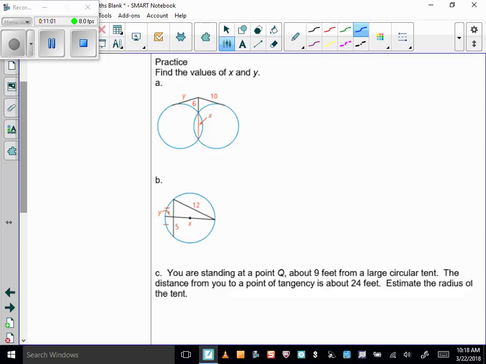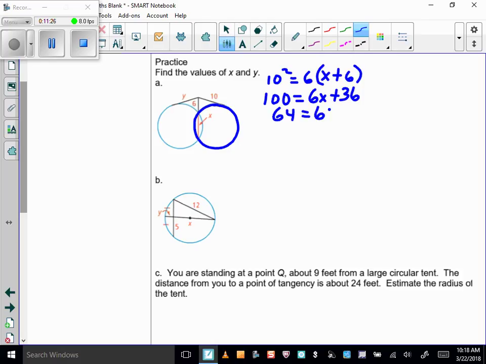So let's start with this circle here first. Take it by itself. And I've got an ow-ow situation, right? 10 squared equals 6 times the whole thing, which is x plus 6. So I got 100 equals 6x plus 36. So 64 equals 6x, which tells me that x is 64/6, which is 32/3. Told you, didn't come out all that nice.